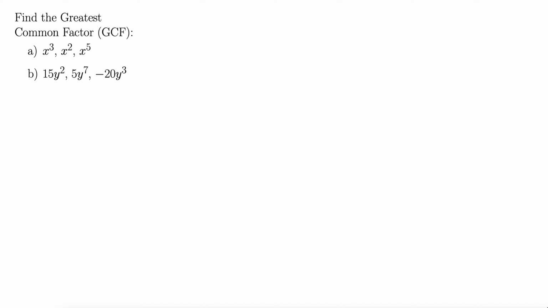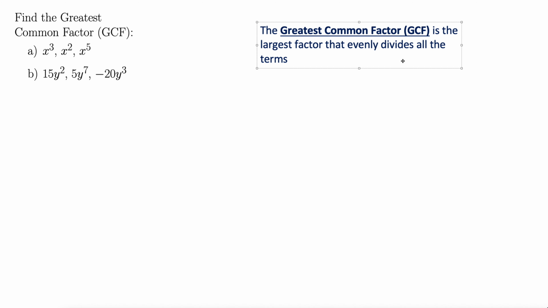We want to find the greatest common factor of, well, let's start with part A: x cubed, x squared, and x to the fifth. Well, first let's remember what the greatest common factor is. The greatest common factor is the largest factor that evenly divides all the terms. So when you have exponents like this, we have x cubed, x squared, and x to the fifth.